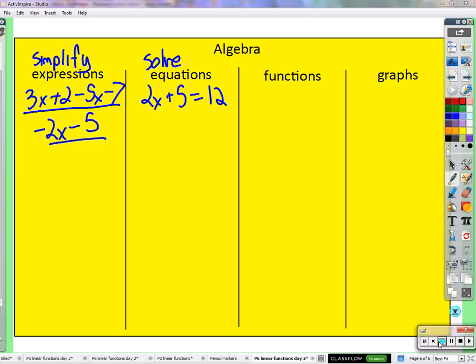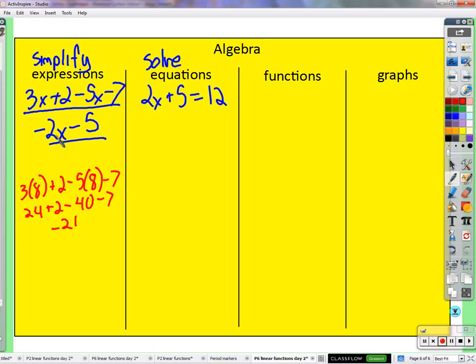Okay, let's plug 8 into the first one. 3 times 8 plus 2 minus 5 times 8 minus 7. We're going to follow the order of operations here. I would multiply these together first, and multiply these together, then I'll work on addition and subtraction. 3 times 8 is 24, plus 2 is 26, minus 5 times 8 is 40, so 26 minus 40, minus 7. Negative 21. Did you get negative 21? Yes, negative 21.